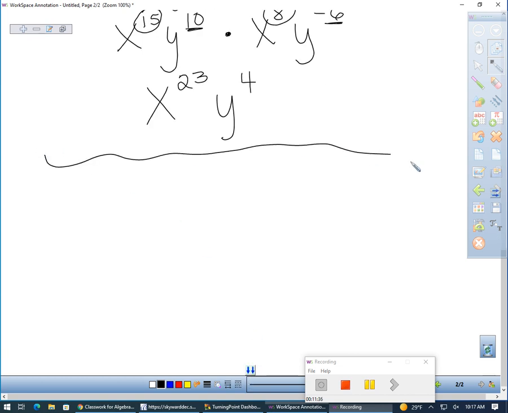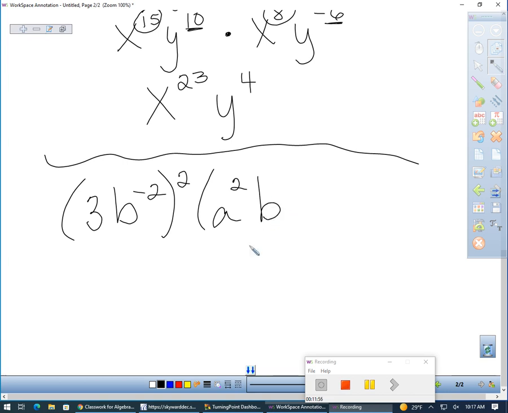How about this one? Let's do 3b to the negative 2 raised to the second times a to the second, b to the fourth, all raised to the third. Same section.